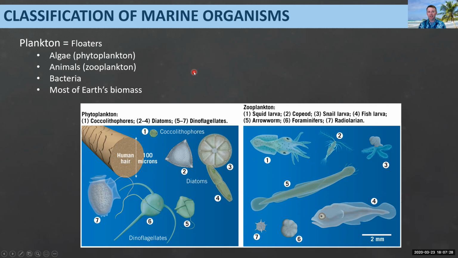And so it's kind of crazy, most of all the biomass, so all the mass of all the living things on earth, think about trees and plants and humans and bugs and all that stuff, most of Earth's biomass is actually in these microscopic critters that live in the ocean. It's kind of mind-blowing, right? So those are called plankton.